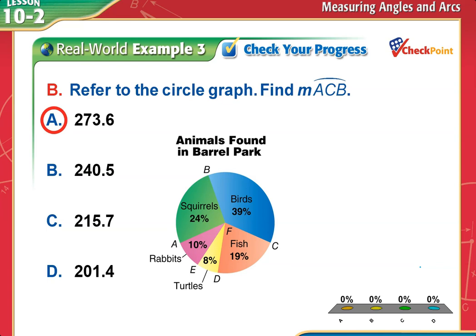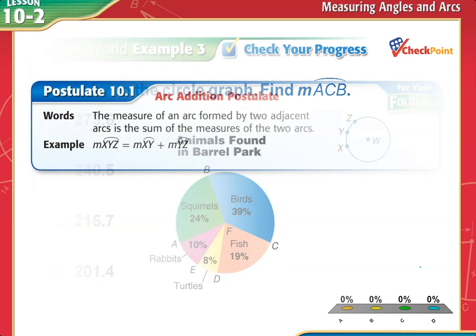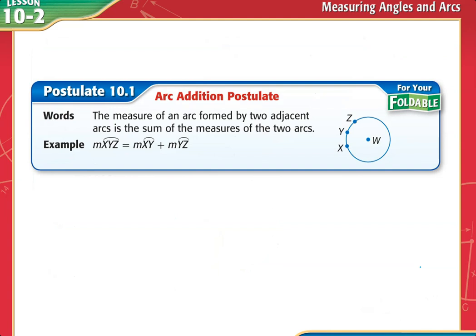Okay, new postulate. Arc addition postulate. The measure of an arc formed by two adjacent arcs is the sum of the measure of the two arcs. So this is not new. This is something that we repeated from early on in Mathia. So arc XYZ is found by adding arc XY to the measurement of arc YZ.